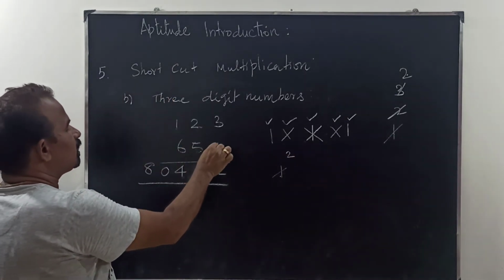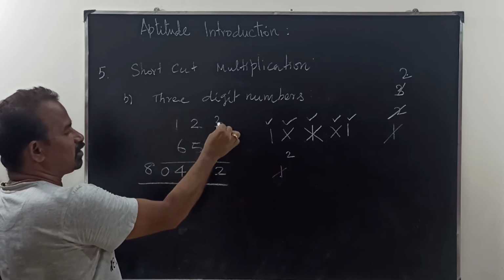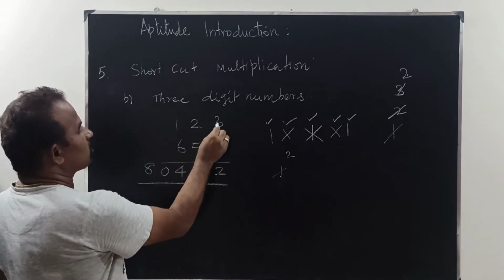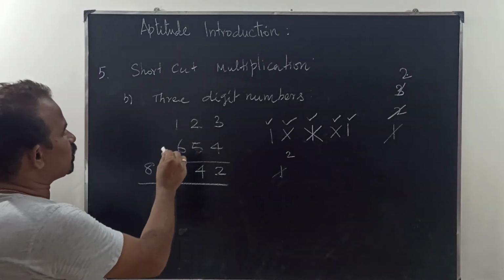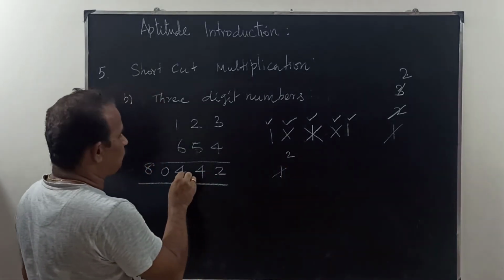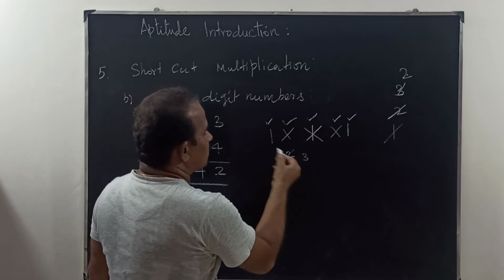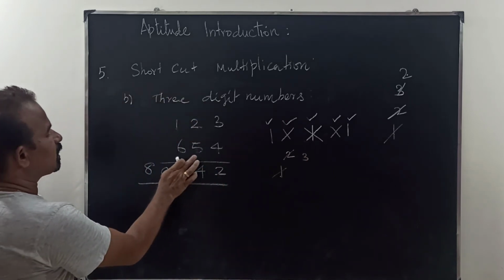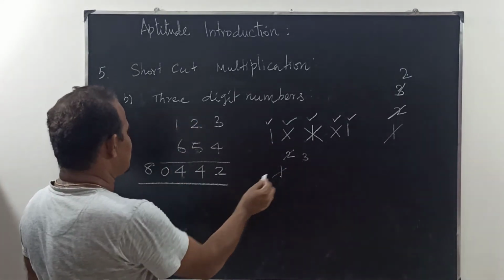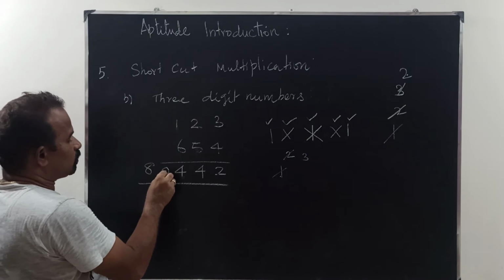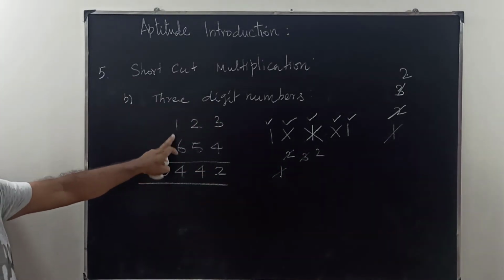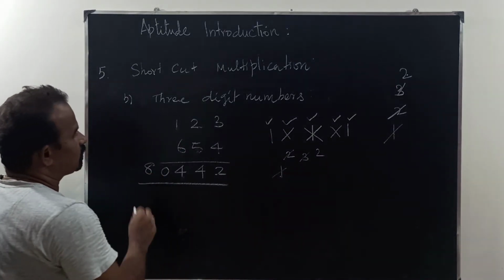You consider 3, 4 into 1, 6 into 3, 5 into 2. 4 into 1 is 4, 6 into 3 is 18, 18 plus 4 is 22, 22 plus 10 is 32, 32 plus 2 is 34. So therefore remaining 3. Then you consider the next 2 columns. So 5 plus 12, 17, 17 plus 3 is 20, so 0, therefore again the remaining is 2. Therefore 6 ones are 6, 6 plus 2, 8. So this is the rule.